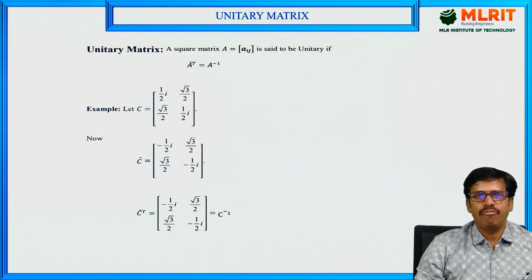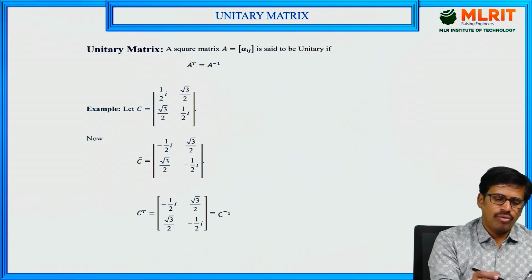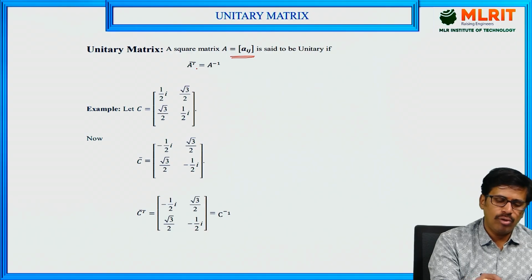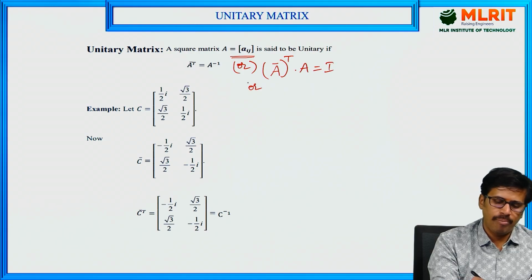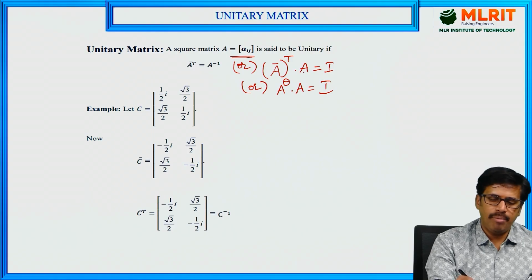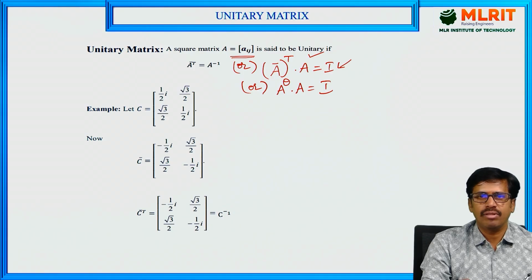Now we have another type of matrix, the unitary matrix. A square matrix A is said to be unitary if A conjugate whole transpose equal to A inverse. We can also write this as A conjugate whole transpose into A equal to I, or A power theta into A should be equal to I. So first find conjugate, then find its transpose, then multiply with the A. The resultant matrix should be identity matrix. Then we say that the given matrix A is unitary matrix.